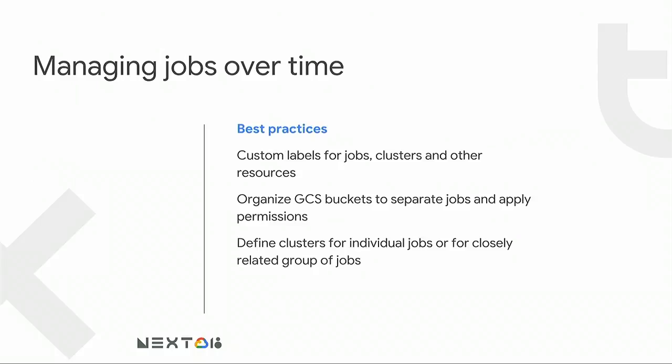Now you've got the migration done. We are wanting to run this on an ongoing basis. What you may want to do is to apply custom labels for identifying your clusters, cost chargebacks, et cetera, et cetera. This is just a basic feature built into all of Google Cloud Platform. We've already talked about organizing GCS buckets to separate jobs and apply access controls. And finally, we've talked about ephemeral clusters and the ability to run one or closely related jobs on the same cluster.